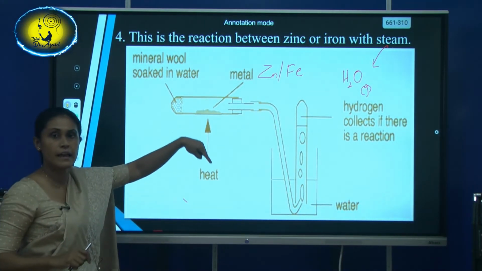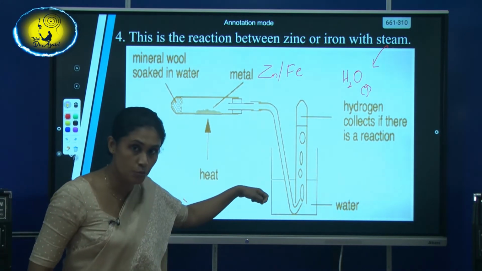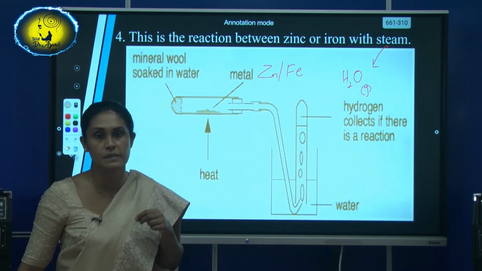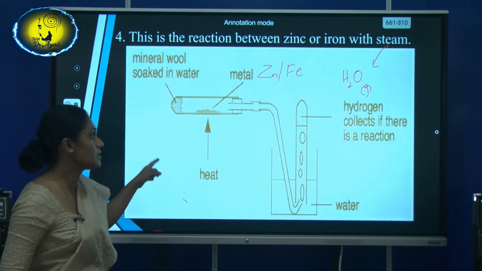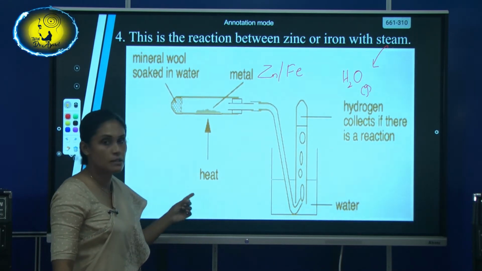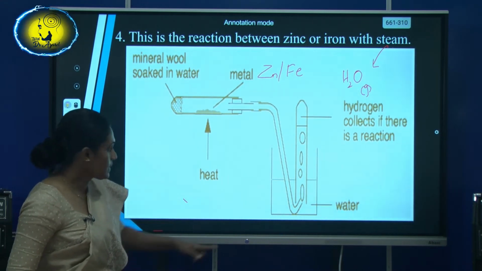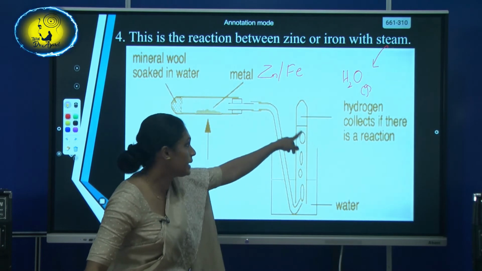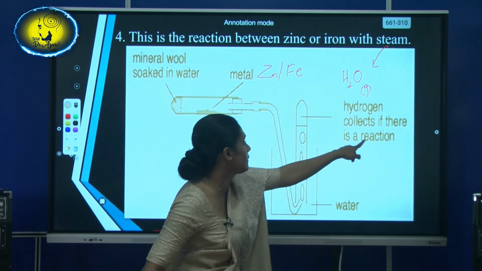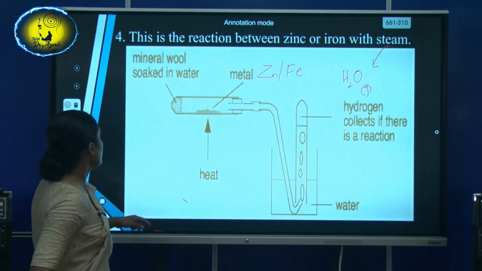You can see this diagram in your textbook. I have seen this question many times in your past papers. So therefore children, pay attention. This is a good experimental question, right? You see the bubbles are there, air bubbles are here, and there is an empty space, but they said hydrogen collects if there is a reaction, right? That's what. So let's move to the next part.